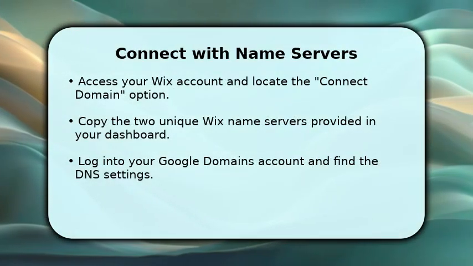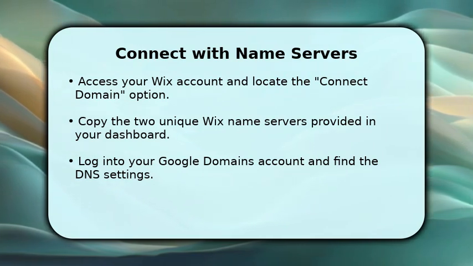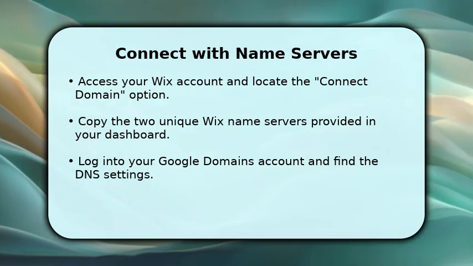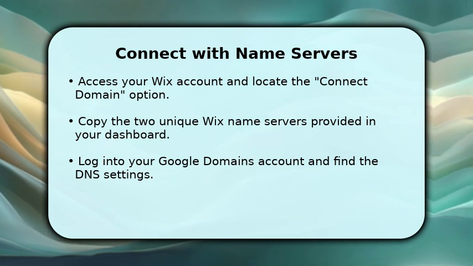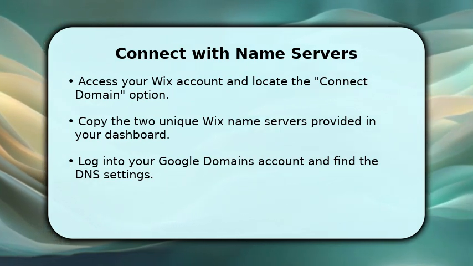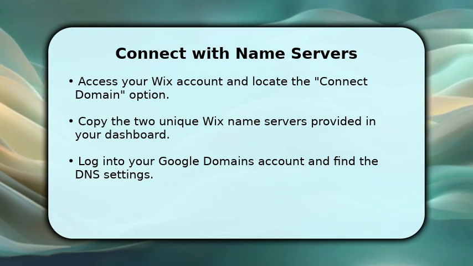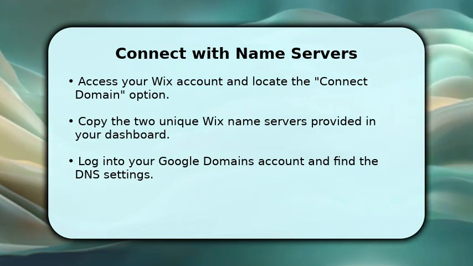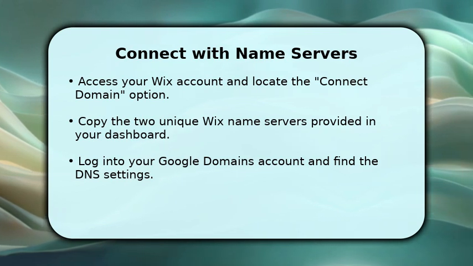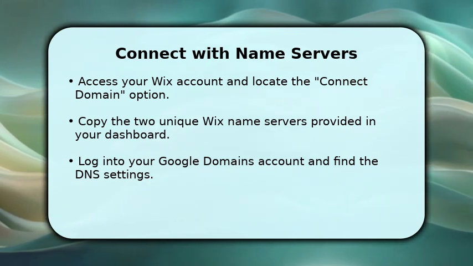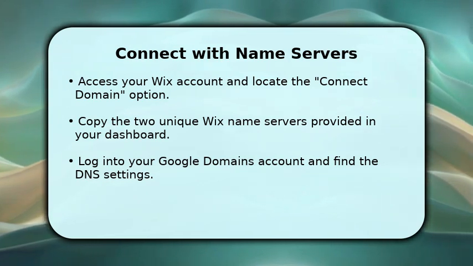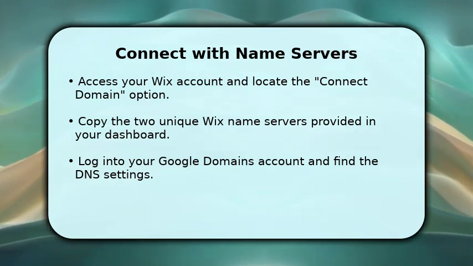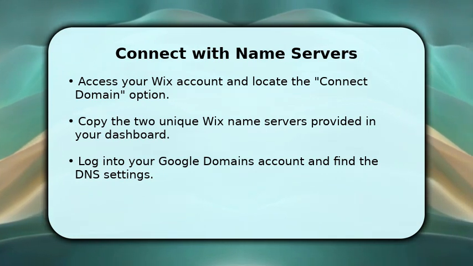The first method involves using Wix's name servers. First, log into your Wix account and navigate to the Domain section to find the Connect Domain option. Wix will provide you with two specific name servers. Make sure to copy these exactly. Next, go to your Google Domains account, find the DNS settings, and replace the existing name servers with the ones you copied from Wix. This process typically takes a few minutes to update.